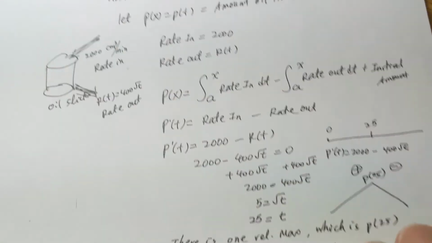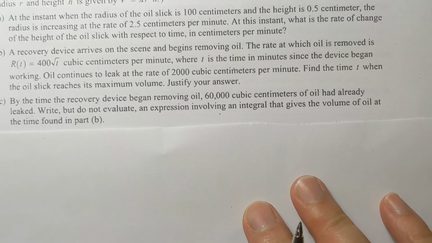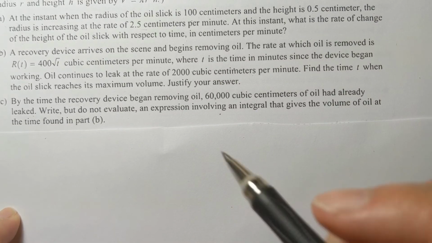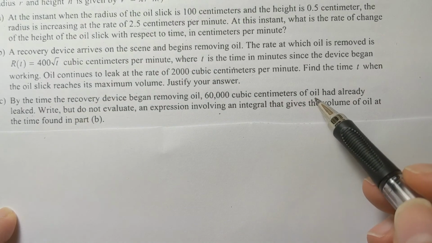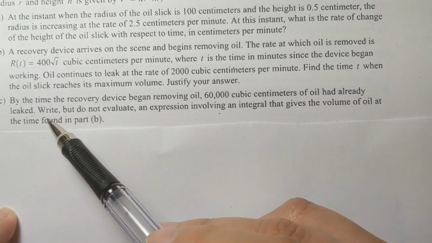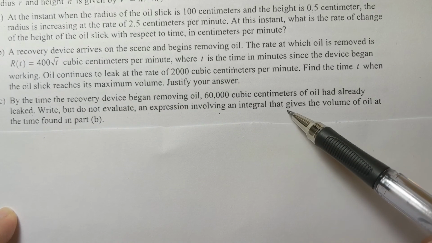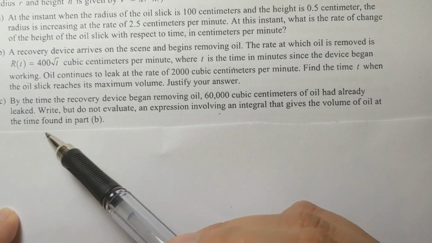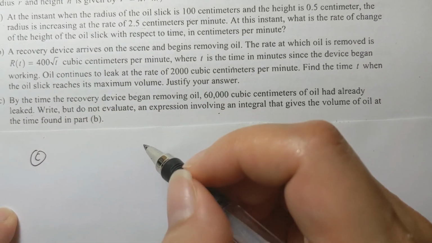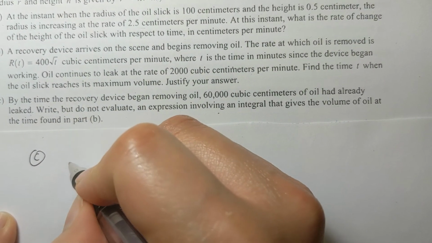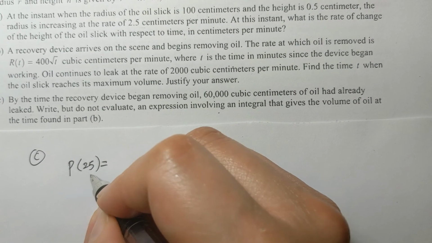Now let's go to part C. Part C says that by the time the recovery device began removing oil, 60,000 cubic centimeters of oil had already leaked. So write, but do not evaluate, an expression involving an integral that gives the volume of oil at the time found in part B. So basically, in part B we found the time is 25. So now we say P of 25, which defines the amount of oil at t equal to 25.